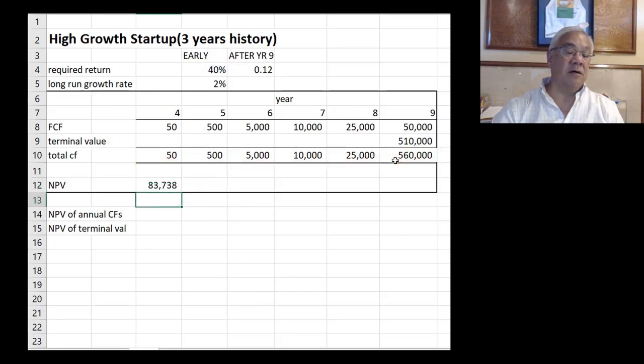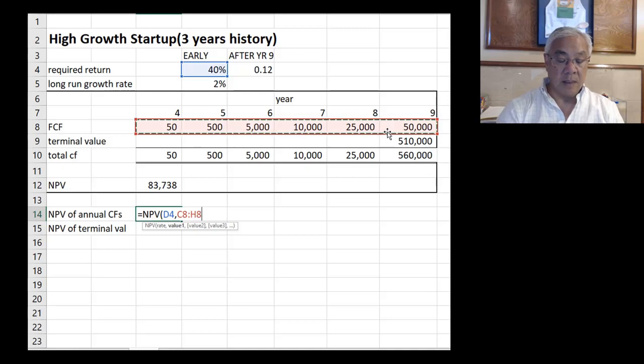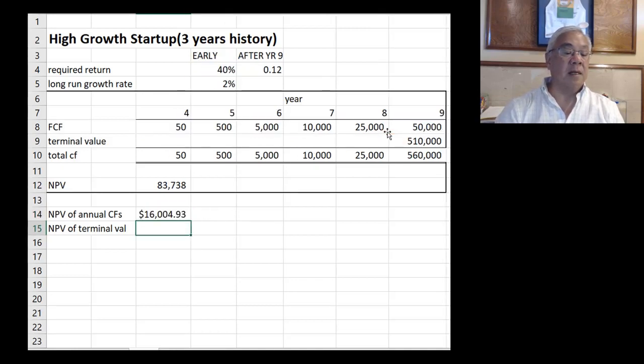So 83,000. And here the decomposition of cash flows versus terminal value equals NPV, open parens, the rate is 40%, comma, the cash flow for operating the business, close parens, and that's 16,000, and then equals the PV, open parens, the rate is again 40, comma, a number of periods, which again is 6, comma, payments 0, comma, terminal value.